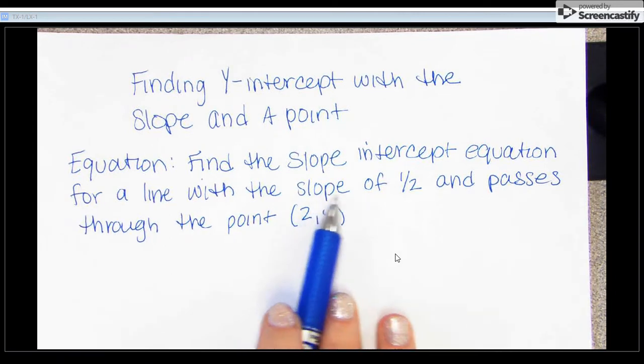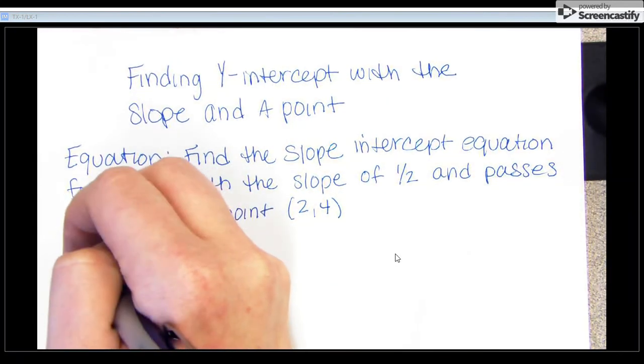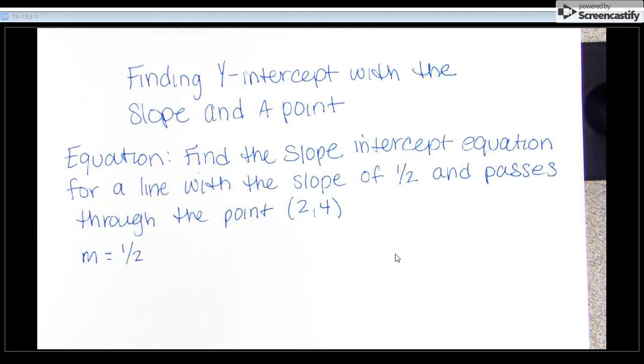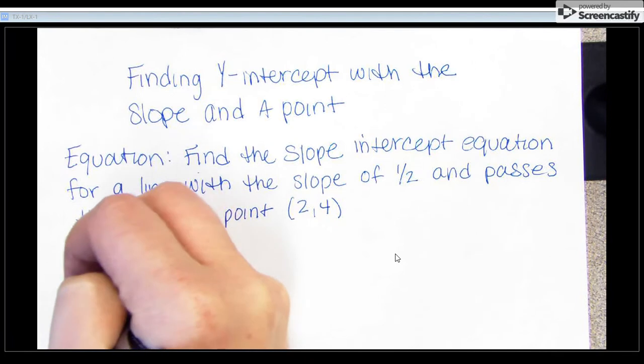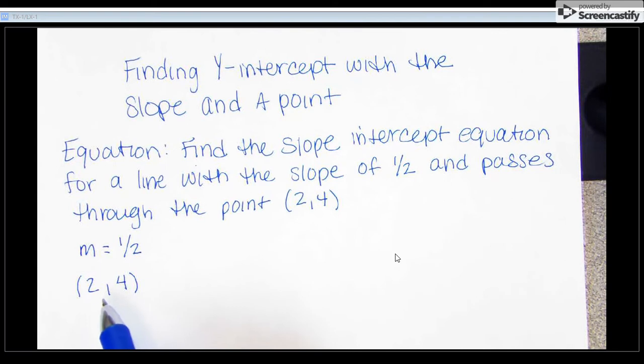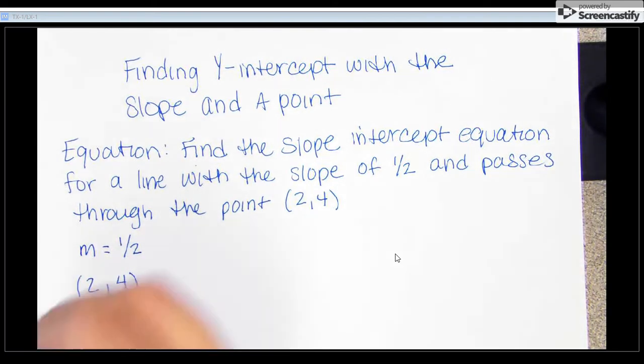Now here we go. We're going to say the slope is 1/2 because that's what our problem says. So I know that m, which stands for slope, is going to be 1/2. And I also know the point (2, 4). Now 2, I know is going to be x, and the 4 is represented as y. So in a point, you always have an x and a y value. That first number is going to be my x, and my second number is going to be my y.